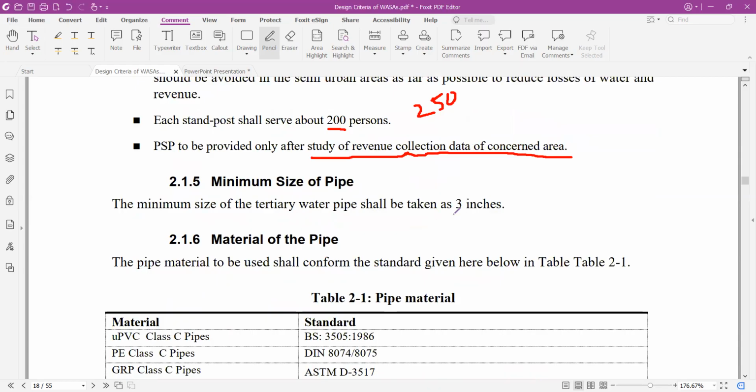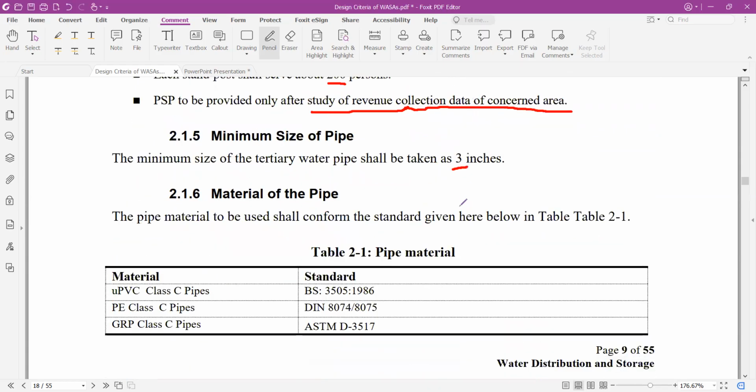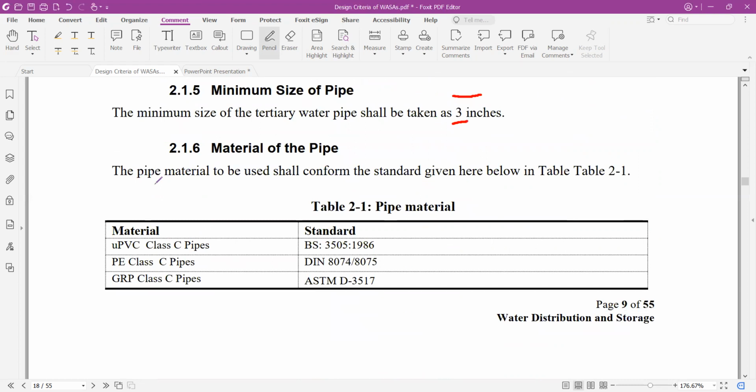Minimum size for the distribution network should be 3 inches, and maximum it may go higher depending upon the demand. Pipe material to be used shall conform to the standards given. So these are the different standards used for selecting pipe material. According to ASTM, then I don't know about the others, but BS is the British standard.